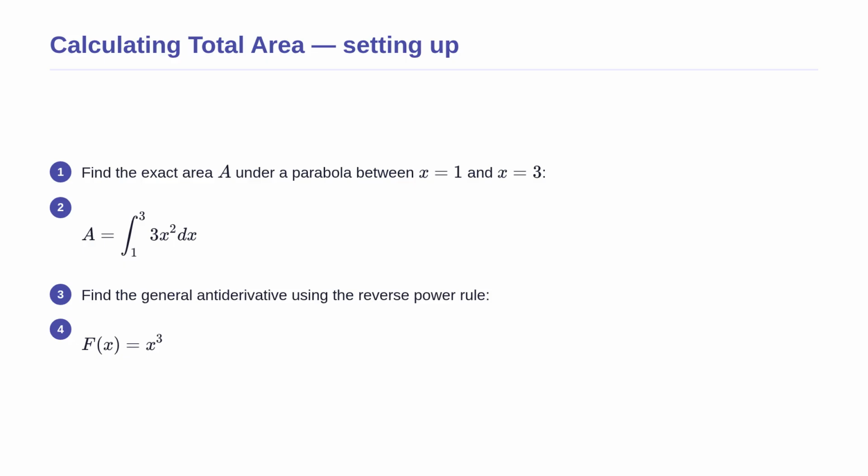Our first step is to find the antiderivative of the parabola's equation. We ask ourselves what function, when differentiated, gives 3x squared? Using the reverse power rule, we find that the parent function is simply x cubed.